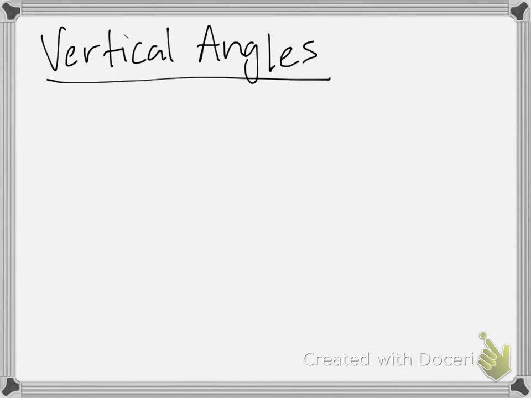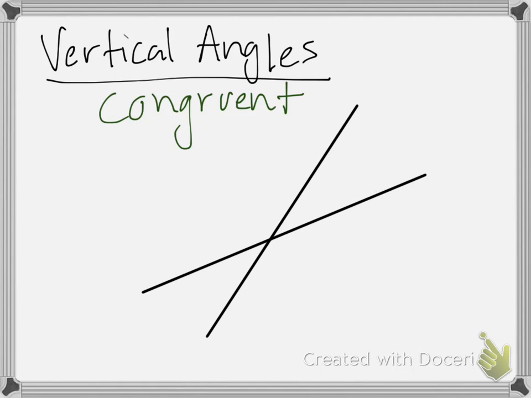Okay, now we're going to talk about something called vertical angles. What we learned before is that vertical angles are congruent, not supplementary. So they don't add up to 180. They are actually congruent. So let's draw two lines that intersect each other like this.